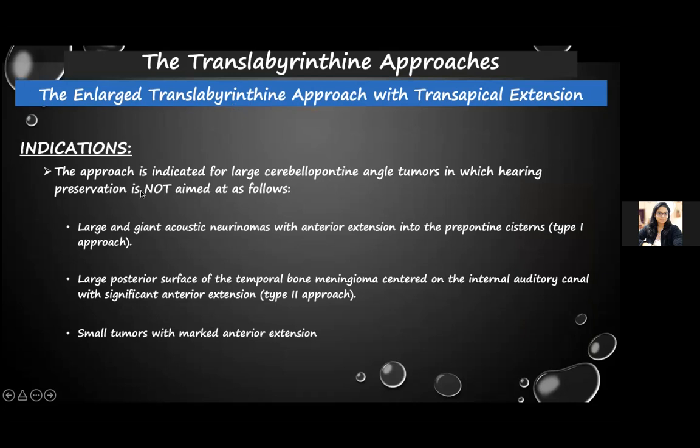Now, the indication is the same as we have discussed earlier: when hearing preservation is not aimed, that is the most important fact. Then the other indications are large and giant acoustic neuromas with anterior extension into the prepontine cistern, for which we'll have to use type 1. Now, if it is a large posterior surface of the temporal bone meningioma, which is centered on the internal auditory canal and has a significant anterior extension, we will have to use a type 2 approach. And also small tumors with marked anterior extension. So for all tumors having anterior extension, we'll have to use a transapical extension.